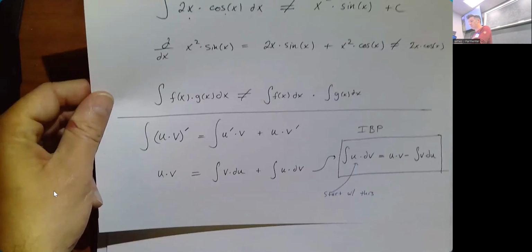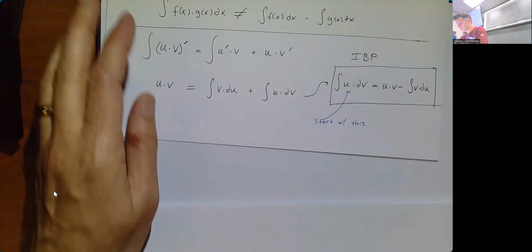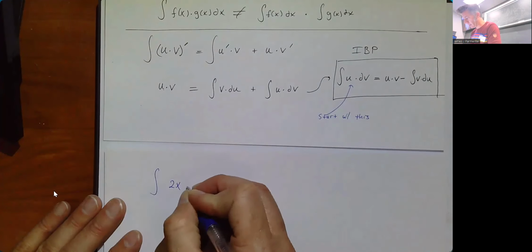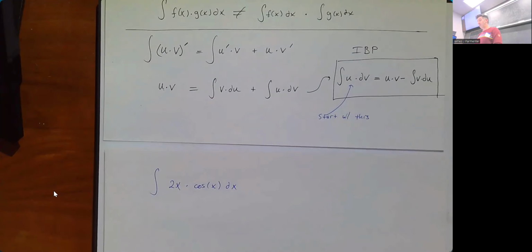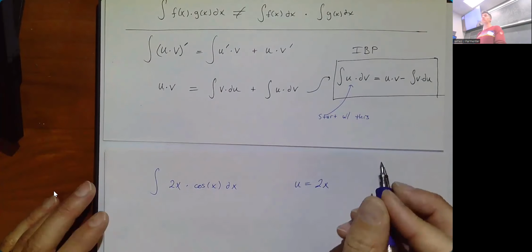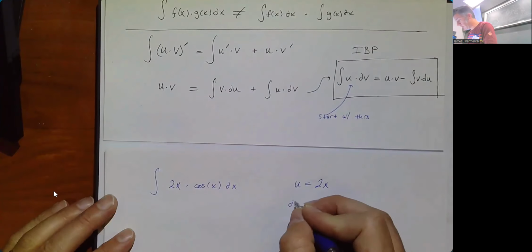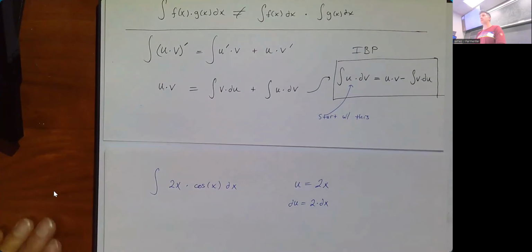So let's look at this example we've got here. If I'm trying to find the integral of 2x times cosine of x dx, I'm going to pick u equal to 2x. We'll talk more later about how you know what to choose u equal to. But the reason I'm picking u equal to 2x is because when I take its derivative, it gets simpler. du is equal to 2 times 1 times dx.